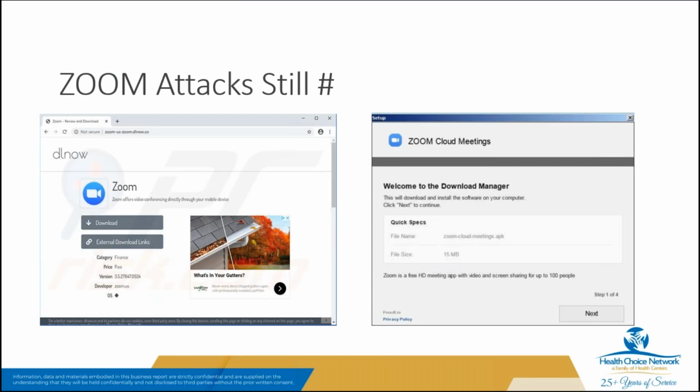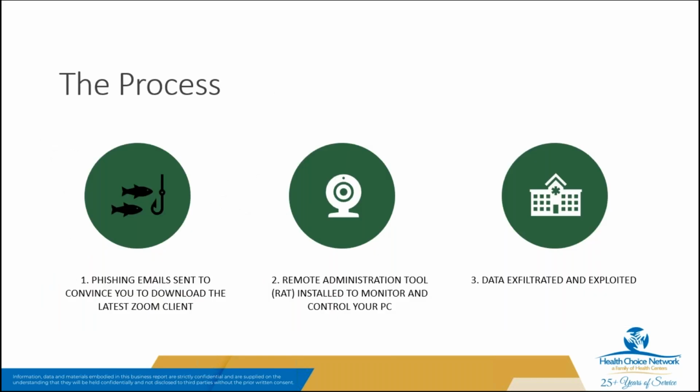So let's jump right into the first slide where we can see where they set up these fake Zoom websites. This is a fake Zoom website on the left-hand side. As you can see on the top, it says zoom-us-zoom.dl, which is a fake link. On the right-hand side is what a fake download installer would look like once you download the software that they're trying to get you to download. That installer is what you're going to see installing this fake Zoom client. So the latest attack, they're trying to send you over to this website. Let's jump over to the next slide so I can explain the process.